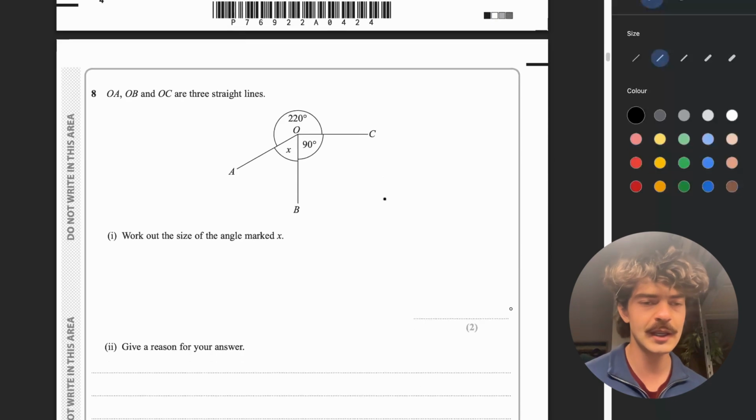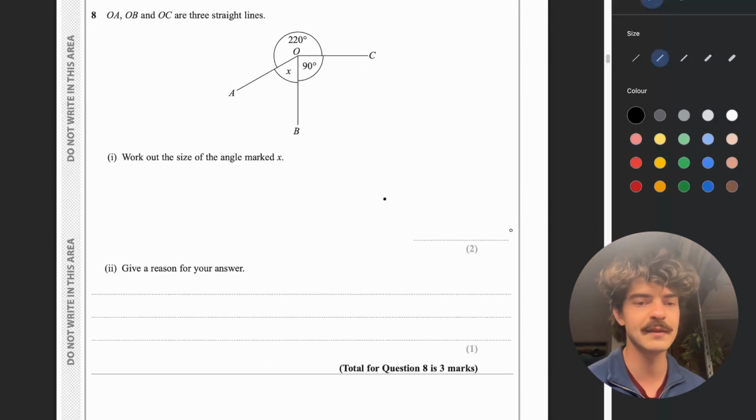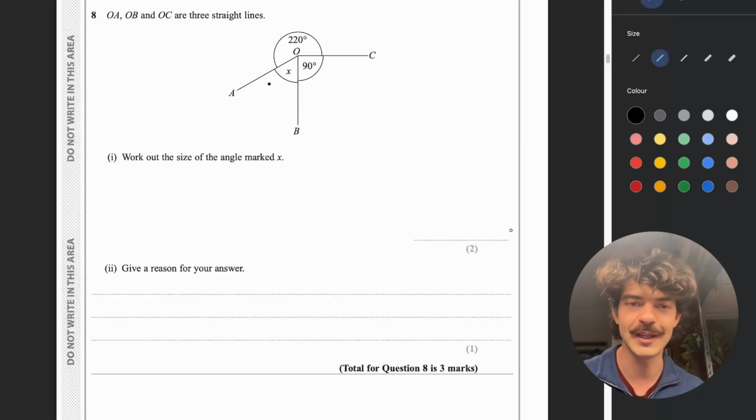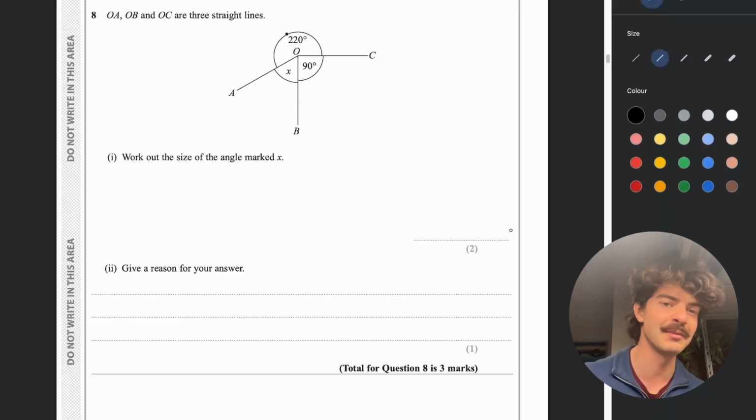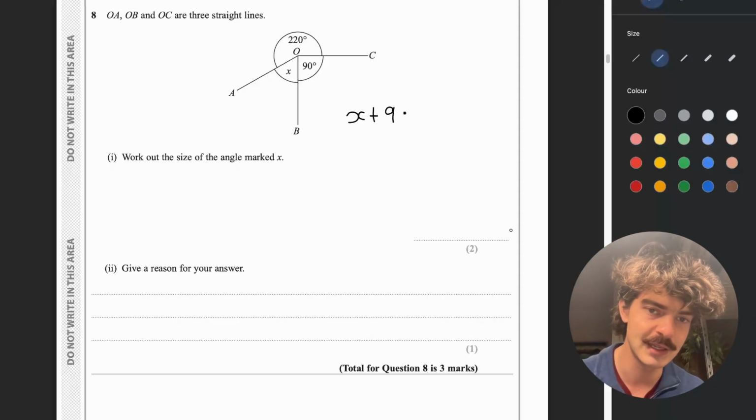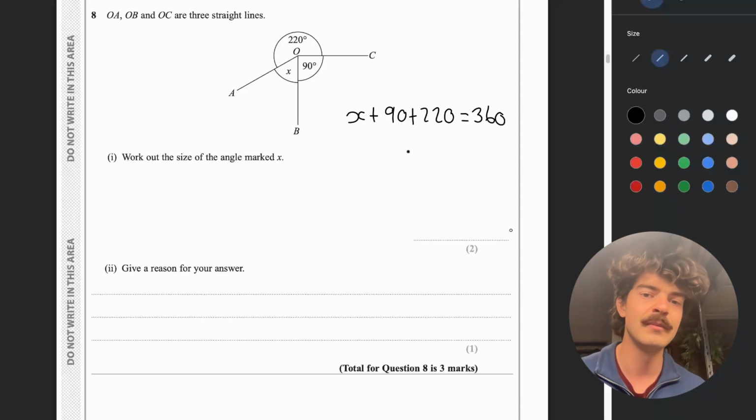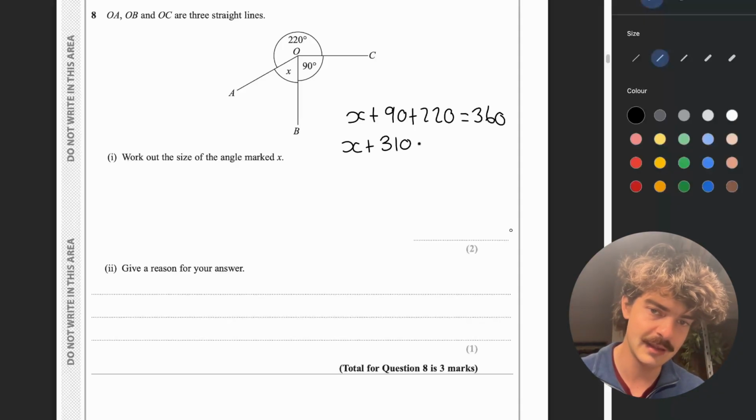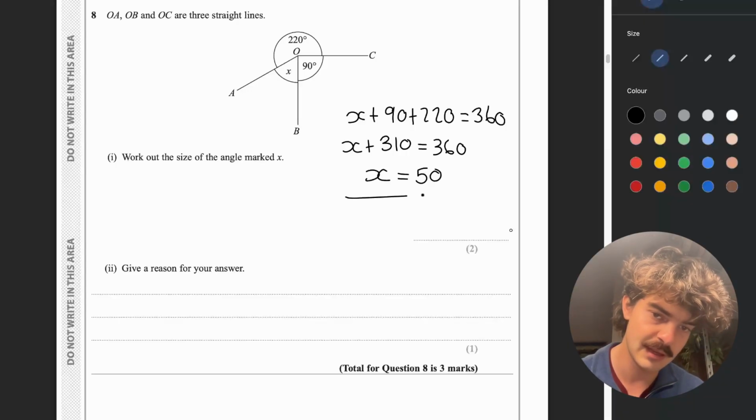Next on the scoreboard is question number 8. Work out the size of angle marked X. So a full 360-degree rotation. Think of it jumping all the way around. That's going to be 360. So we know that X plus 90 plus 220 is going to be equal to 360. So X plus 310 is equal to 360. Therefore, X is equal to 50.